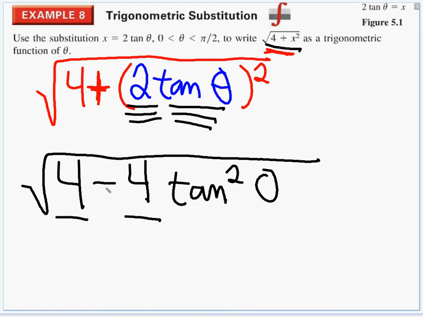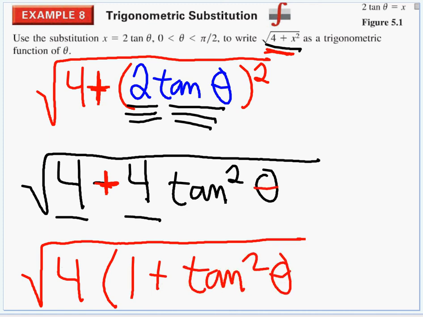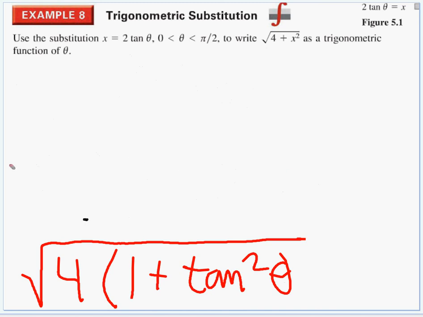So that should be a plus. That should be a plus. And again, it's not going to change our other steps there. We're still going to factor out that 4. So now it's a 1 plus tan squared theta. Get that in there before I erase it anyway. Okay, and I forgot a parenthesis.